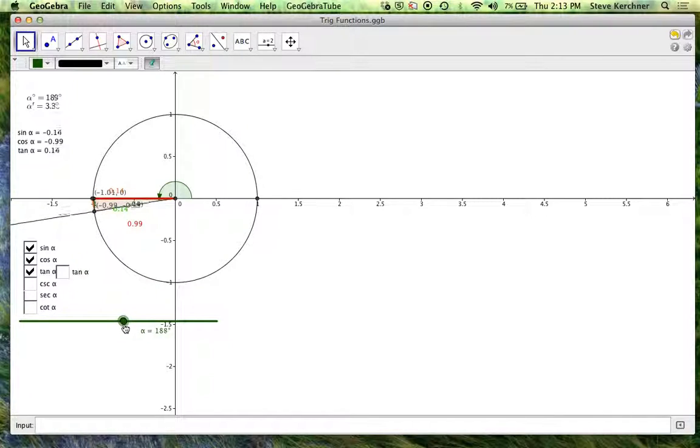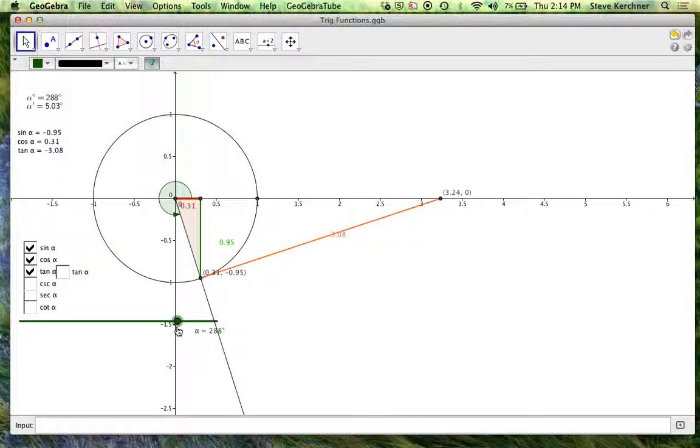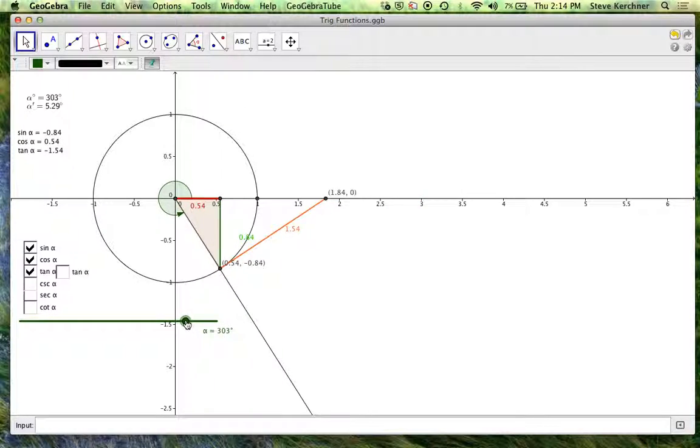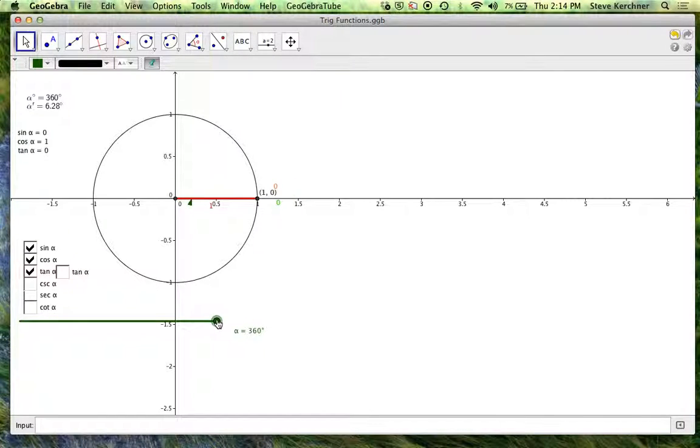If I move into the third quadrant, the orange line grows in length. The value of tangent is increasing. The slope is positive, so the length of this line is represented as a positive value. Grows and grows and grows until again it's undefined at 270 degrees. If I cross into the fourth quadrant, the tangent again is negative because we have a negative slope. And the length of the line right now is 3.08. And that will decrease until we reach 360 when it becomes 0 again.